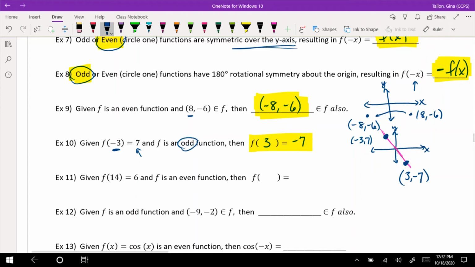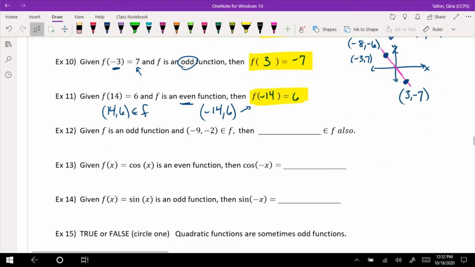Question 11. Given that f of 14 equals 6 and f is even, that means that when I negate my input, my output does not change. That means that f of negative 14 also has to be 6. This, f of 14 equals 6, tells me that I have an input-output combination that exists on f. If I change my x and leave my y alone, that would mean that negative 14 comma 6 is also on f. So therefore, f of negative 14 is equal to 6. Okay, highlight that whole thing.